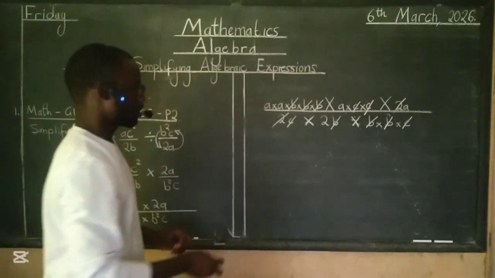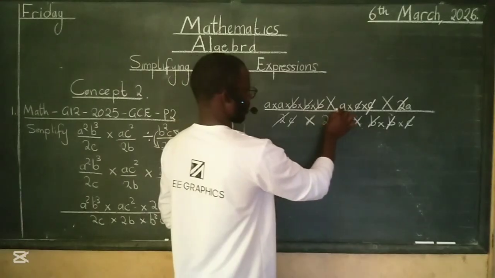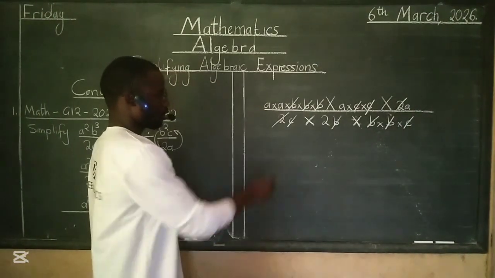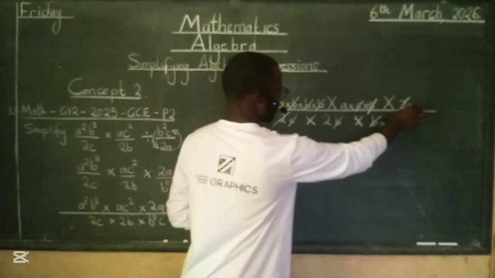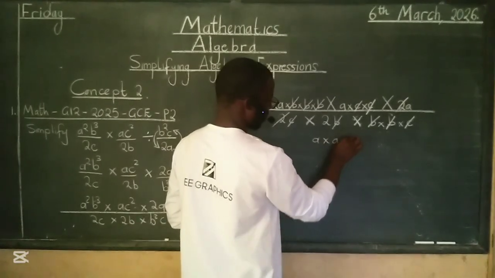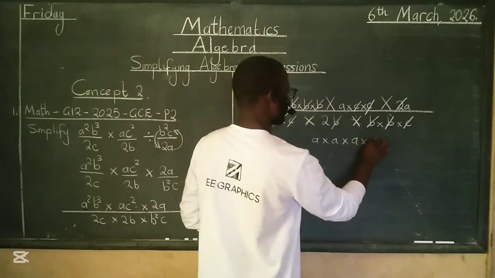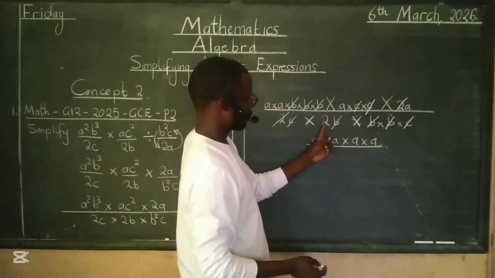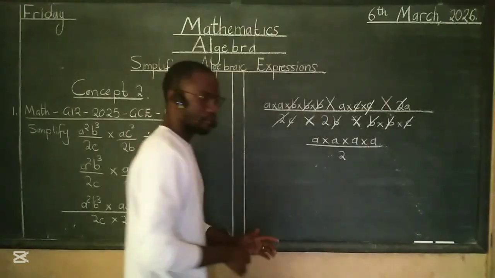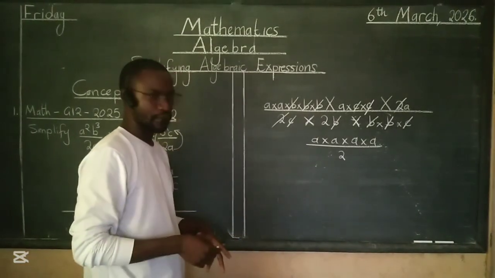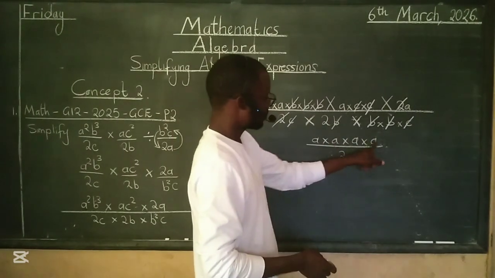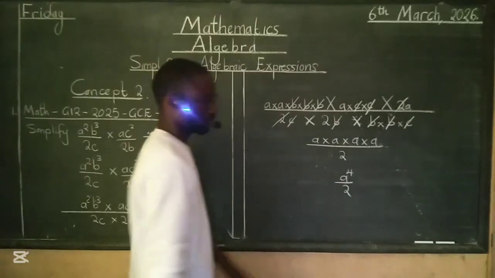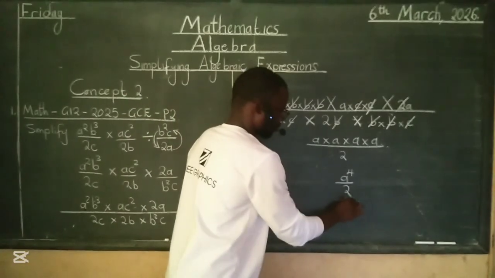What do we now have? I have 4 a's on top. So a times a times a times a is a by a by a by a. Then at the bottom, what do I have? I have these 2. I only have a 2. Now if you remember from that second principle I taught you, a times a times a times a can be written as a to the power 4 over 2. And just like that, you are done with this one.